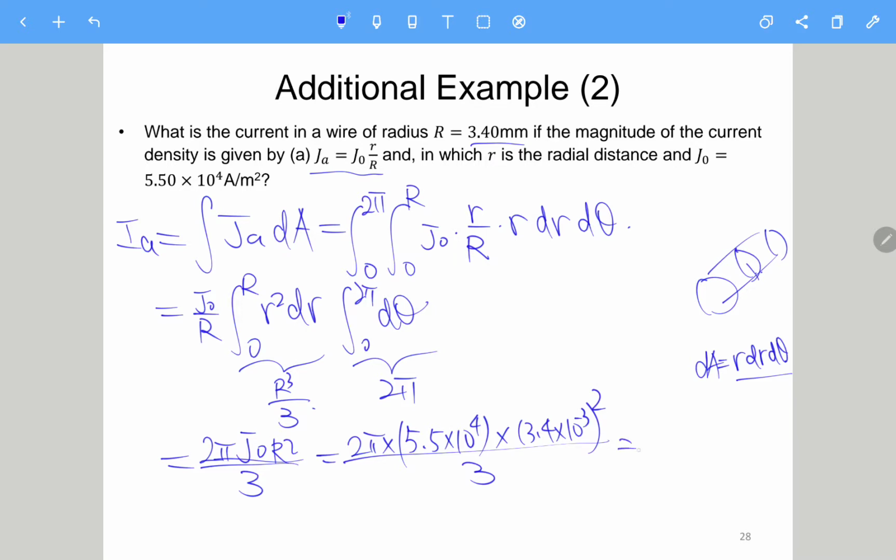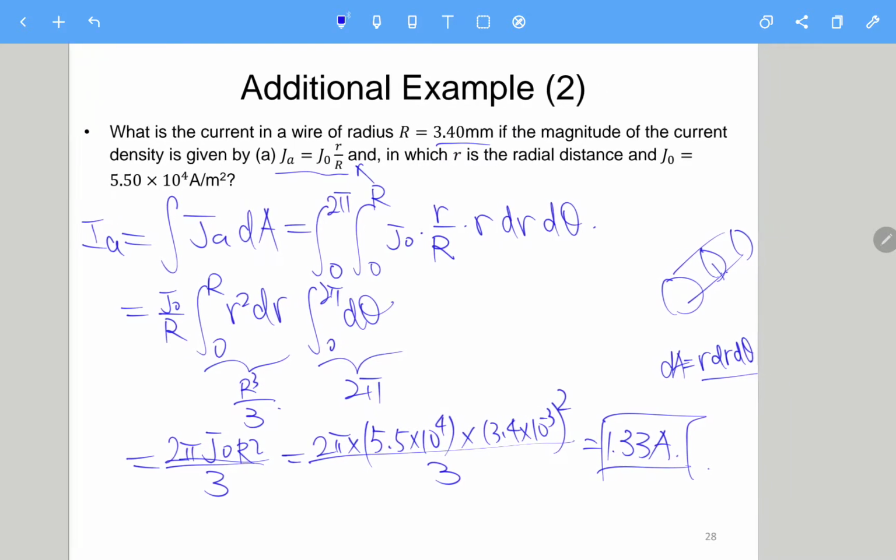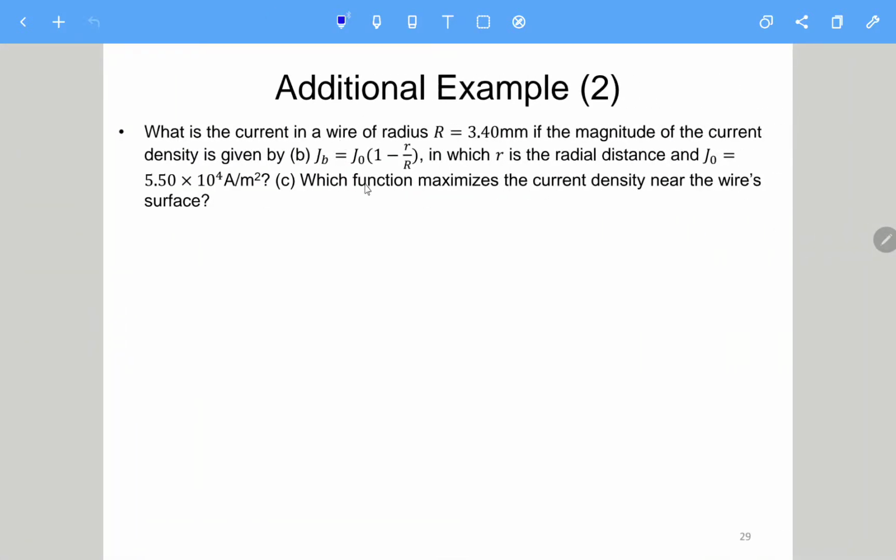So this is 1.33a. J0, yeah. Okay, so this is the first expression, and then for question B, the expression changed to this one.